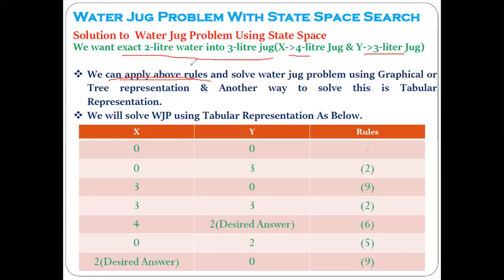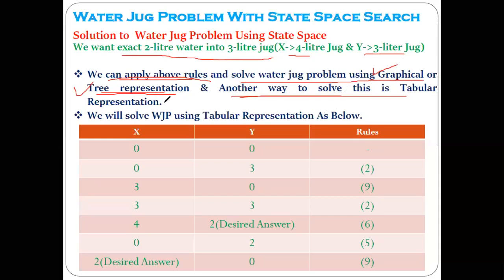Now, using all the routes given above, we can solve the water jug problem using the graphical or the tree representation. That is one method. One method is utilizing the graphical or the tree representation, and another way to solve this problem is the tabular representation.